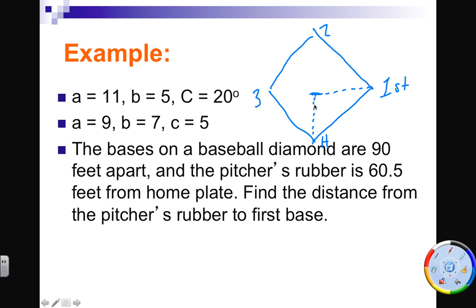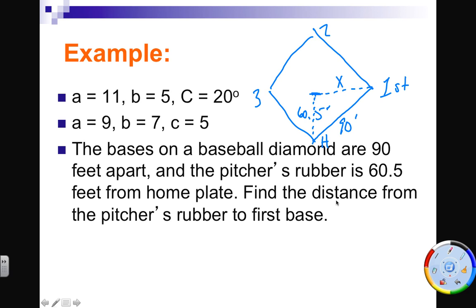The pitcher's mound is actually forward or backwards from first base. I forget off the top of my head. But I am told that the bases are 90 feet apart. And from the pitcher's mound to home plate is 60.5 feet. And then you need to figure out, what do you need to figure out? Find the distance from pitcher's mound to first base. So you need to figure out this.